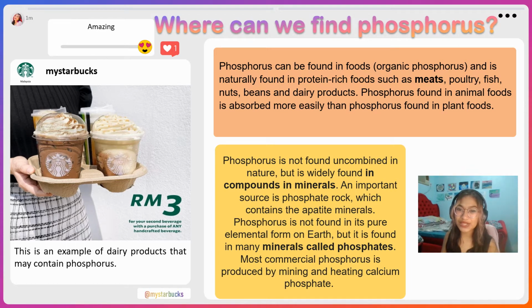An important source is phosphate rock, which contains the apatite minerals. Phosphorus is not found in its pure elemental form on Earth, but is found in many minerals called phosphates. Most commercial phosphorus is produced by mining and heating calcium phosphate.